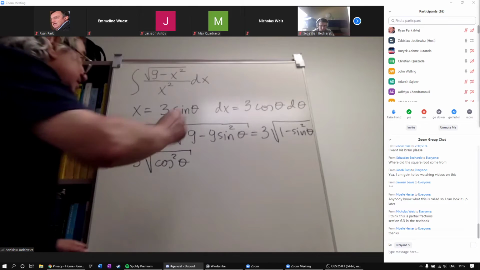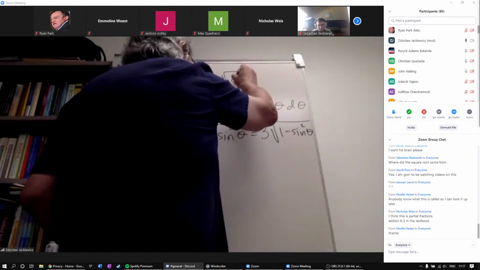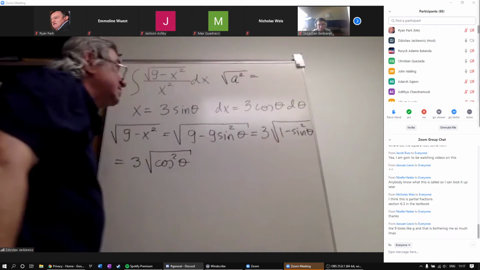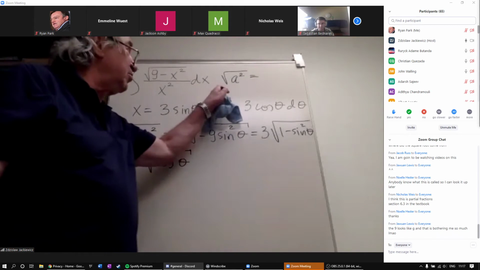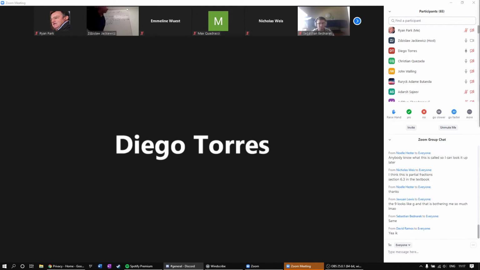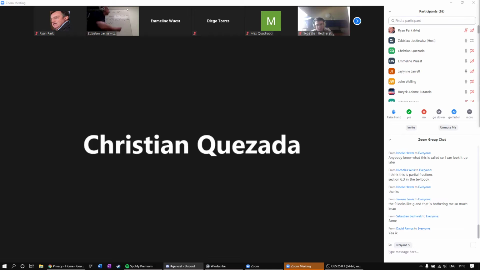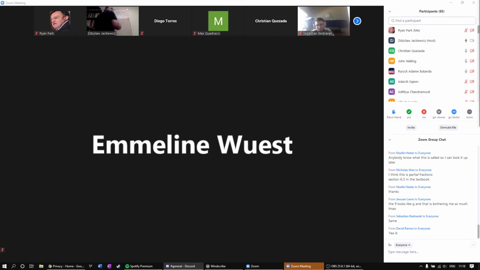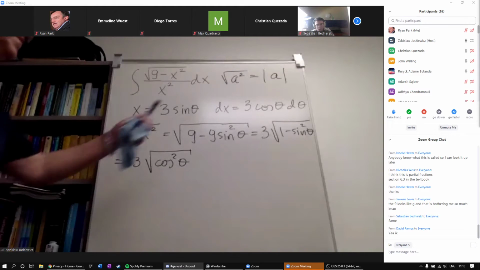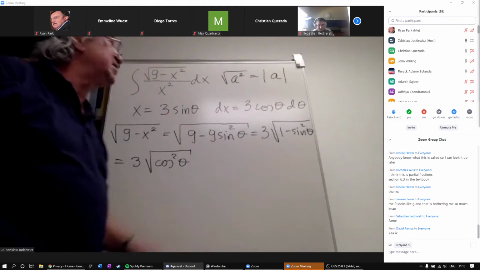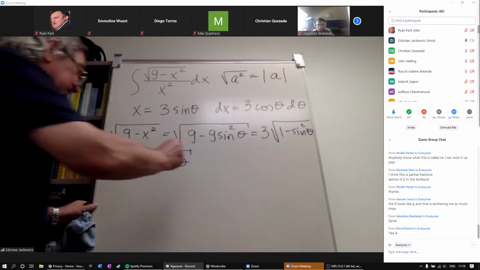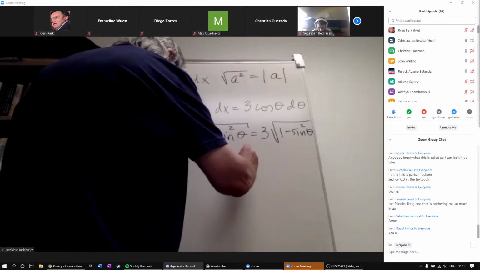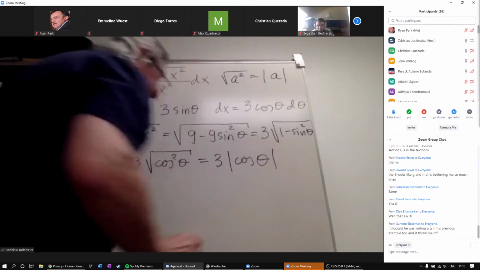And again, I will use this famous formula. Square root of a squared is equal to what? Who knows? What is square root of a squared? A? No. Close. Minus A? Positive or negative A? Absolute value of a. So that's the formula. Again, square root of a squared is not a, not minus a, it's the absolute value of a. So this is equal to 3 times the absolute value of cosine theta.